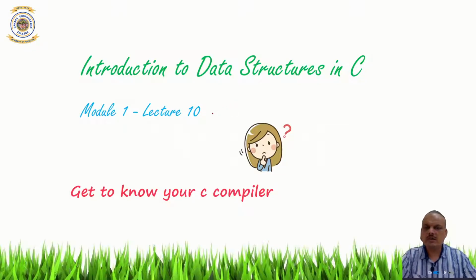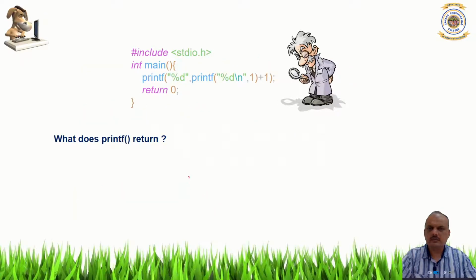Okay folks out there, welcome to lecture 10, module 1 of my video series on introduction to data structures in C. Today we will go through some code snippets and get to know our compiler a little better with respect to the concepts that we had covered in my previous lecture. Go through this code, predict the output, verify that, and let's come back and analyze this piece of code.